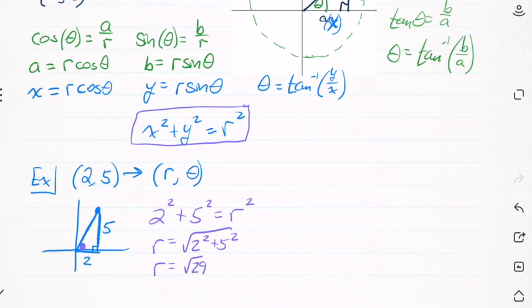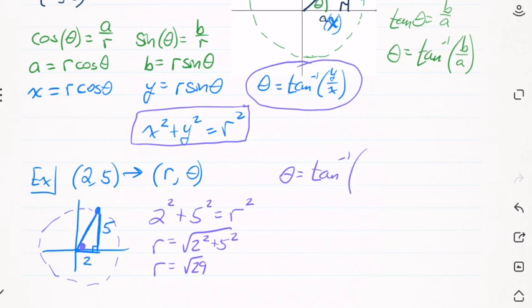So the radius of the circle that goes through this point is going to be the square root of 29. All right, so the second part of it is the theta. To find that, we're going to use this formula. So theta is going to equal tan inverse of y over x, which would be 5 over 2. And then we'll use our calculator of 5 over 2.